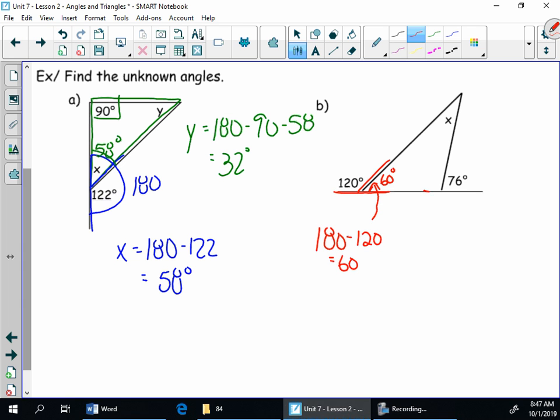And similarly, here's another straight line being met by another straight line. I can find this angle, 180 minus 76. That's 104. Now, it didn't ask me to find those. It only asked me to find x.